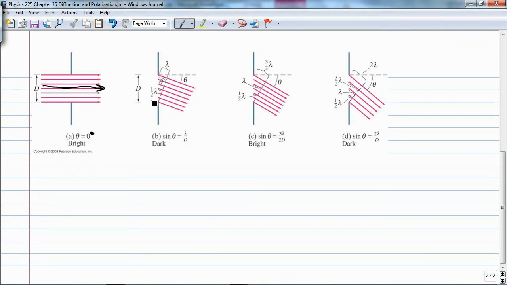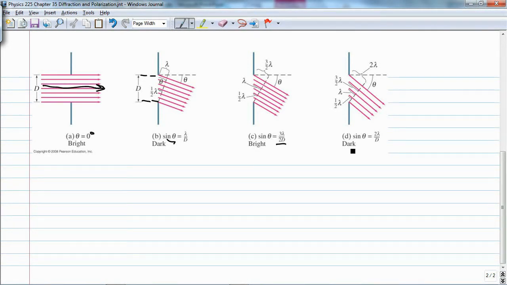d. D is just the width of this slit. So it gives us a dark spot. And when I have 3 lambda over 2d, here my wavelength is in the center, and I have these out of phase on the ends, and so I'm going to get a bright spot because I have the lambda here in the center, and the others are going to cancel themselves out, and I get a bright spot at 3 lambda divided by 2d. So the sine of theta equal to 3 lambda divided by 2d gives me a bright spot.